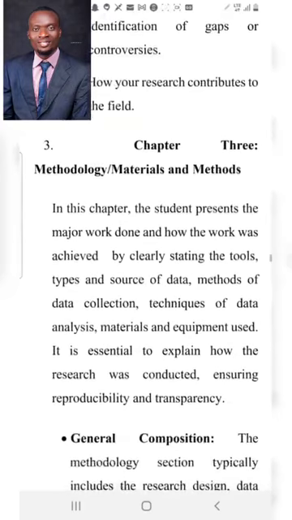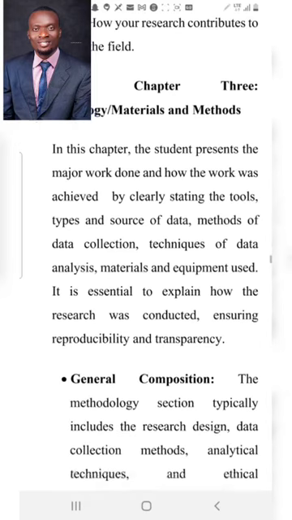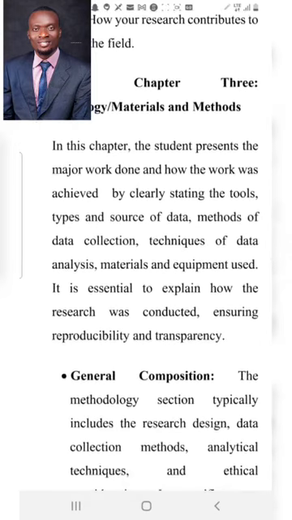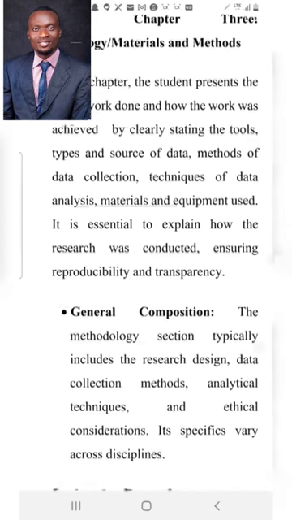Then chapter 3 is your real work. That is the chapter that presents what you have done, how you have done it, the materials that you have used, the tools that you have used, the methodology, the means of data collection, the equipment that you have used, and all. It is essential to explain how the research was conducted, ensuring reproducibility and transparency.